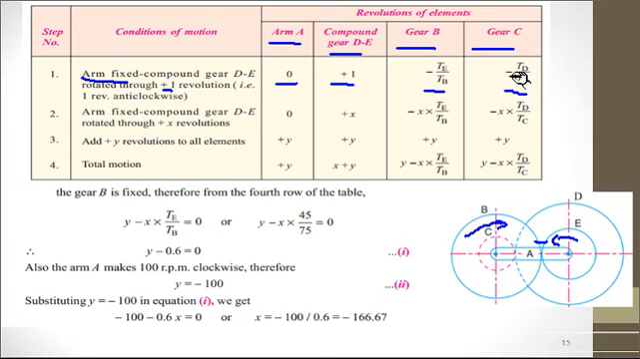Why? Because we are getting minus, which means the compound gear is rotating anti-clockwise. These two are connected externally, so that's why we keep it minus. This is the first statement in the problem.